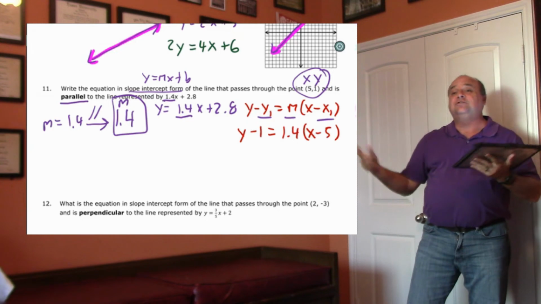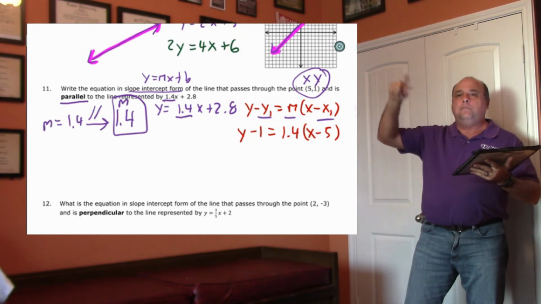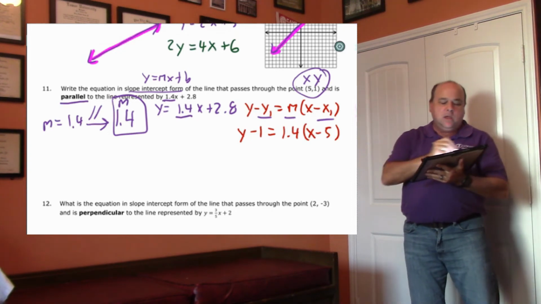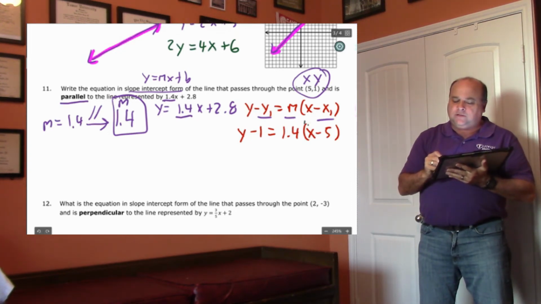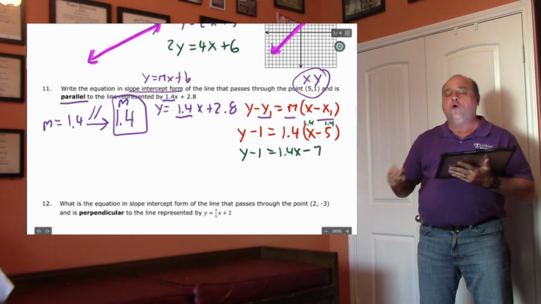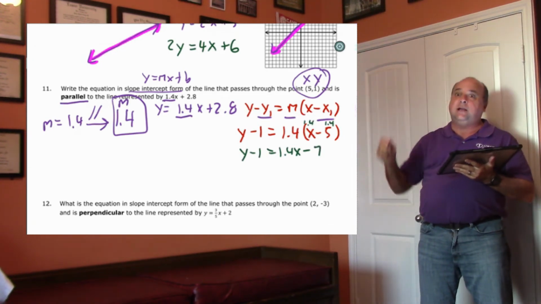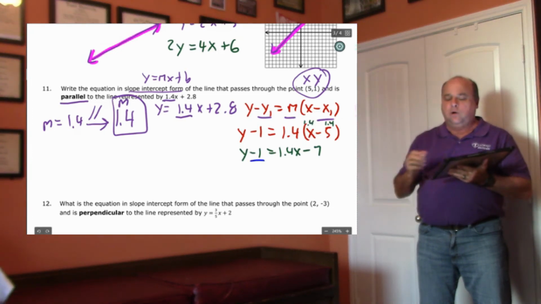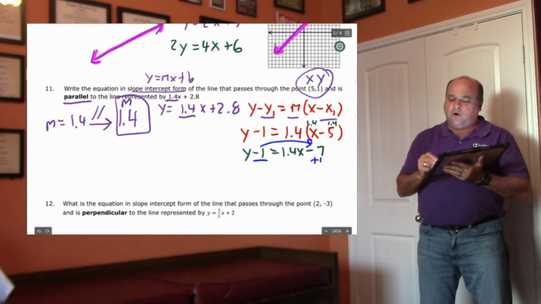This won't be hard because there's not a fraction. So we're just going to multiply the 1.4. We're going to distribute it, then move over the 1. So let's distribute the 1 and 4/10. We're going to get y minus 1 equals 1 and 4/10 x. And then 1.4 times 5 is 7. A positive times a negative would be a negative. The next step, remember, you always move that number over. So we're going to take that number, move it over, add 1, and we're going to get y equals 1 and 4/10 x minus 6.